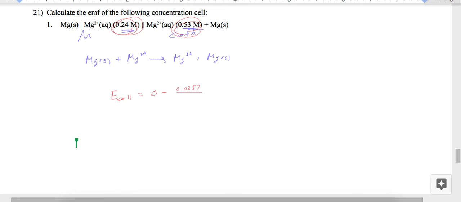Minus 0.0257 over 2 electrons, again, are being transferred. And then we end up with the natural log. This is going to be the dilute over the concentrated. And so that's how this ends up functioning. We have the dilute 0.24 over the concentrated 0.53. And I actually don't have an answer for this one. I had mistakenly believed that this question did not belong in this section. So now that you have all the work, you can come up with the answer. And you can figure that out. It should be a positive value. All right.